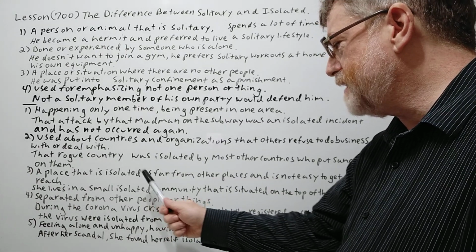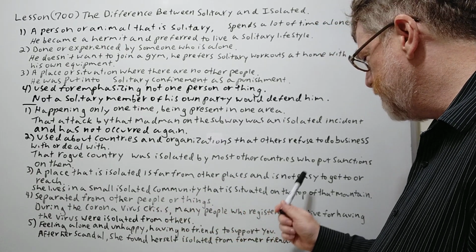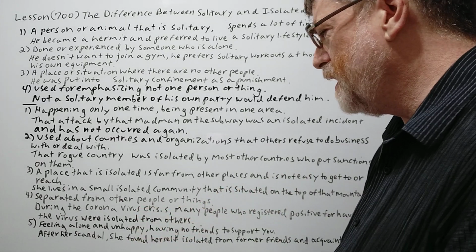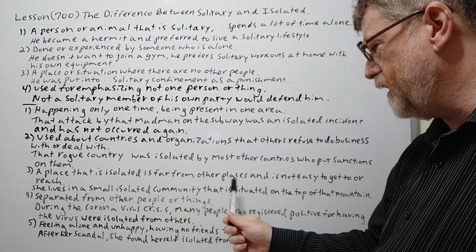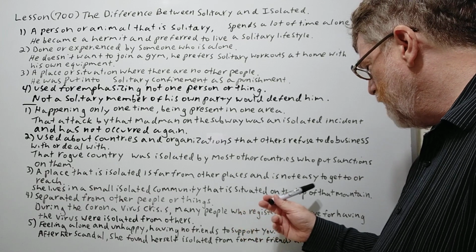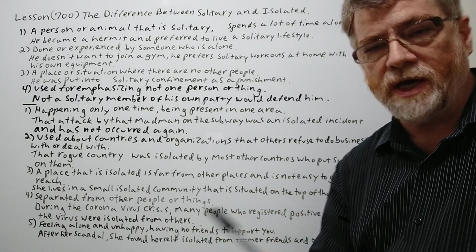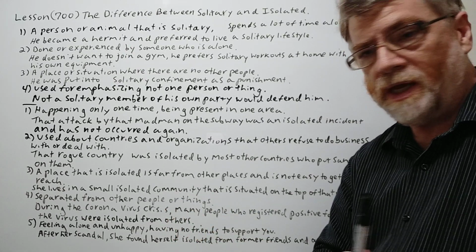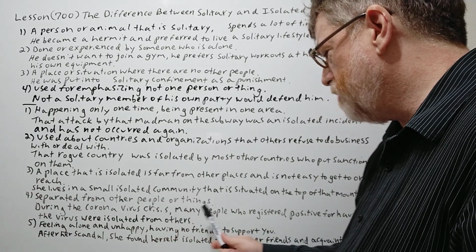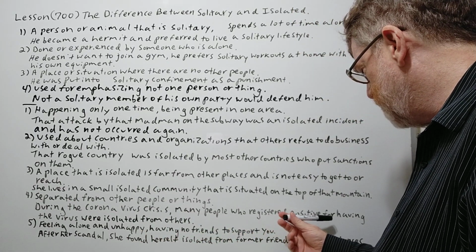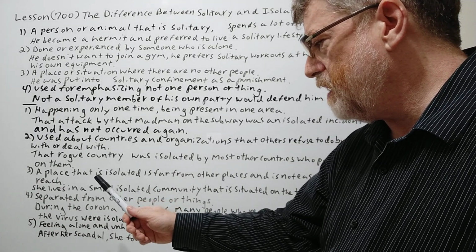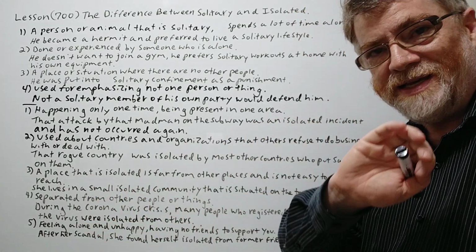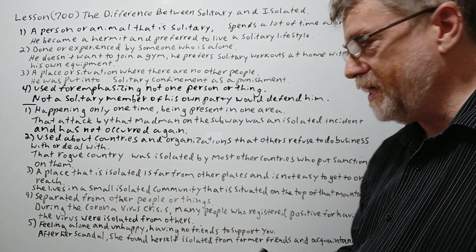Number three, a place that is isolated is far from other places and is not easy to get to or reach. Well, this is a place, so it's kind of neutral. She lives in a small, isolated community that is situated on the top of that mountain. Okay, good. Number four, separated from other people or things. Here's our example. During the coronavirus crisis, many people who registered positive for having the virus were isolated from others. Well, this is where you're being forced. They're having influence. They are separating you.